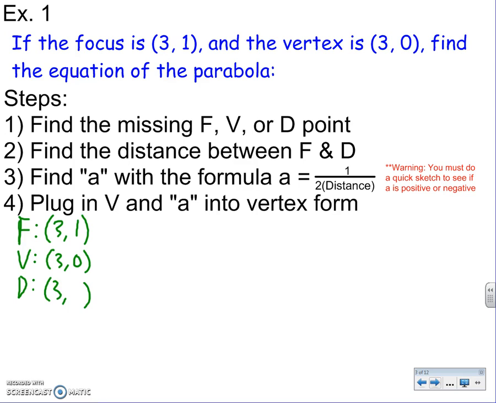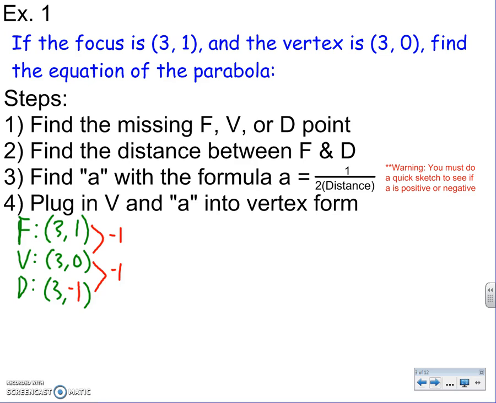So my first thing is find that missing point. Well, if V is the midpoint, it's in the middle, from F to V, I'm going to subtract 1. So 1 minus 1 is 0. So I'm going to do the same pattern. 0 minus 1 gives me negative 1. So I found that missing point. Step 2 is find the distance between F and D. Well, the x parts are the same. I'm not worried about that. I'm worried about how far it is from 1 to negative 1.